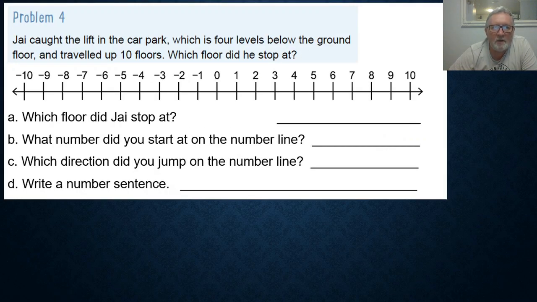Problem 4. Jai caught the lift in the car park, which is 4 levels below the ground, or below the ground floor. He travelled up 10 floors. Which floor did he stop at? All right. Remember, always check where we start and where we finish, or how far we're travelling, whether we're travelling to the left or to the right. Pause the video and solve this one for yourselves.